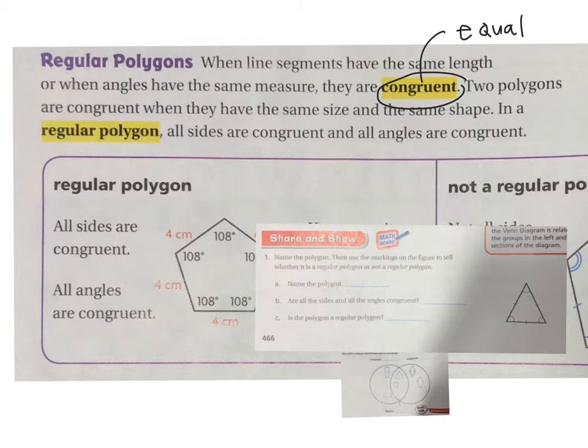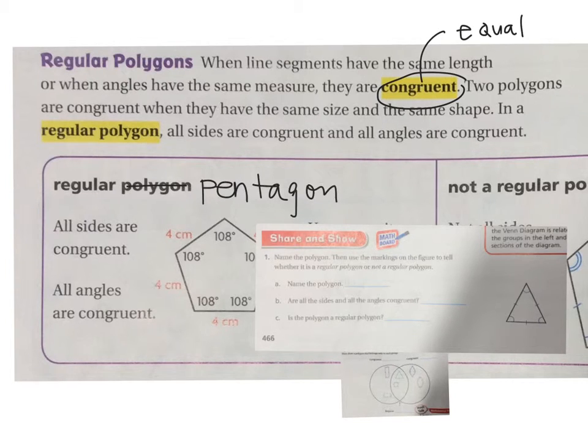How big is each angle? 108 degrees, 108 degrees, 108 degrees, 108 degrees. They labeled it. So we can see that all sides are congruent and all angles are congruent. What this means is that this is a regular, to be more specific, it's not just a regular polygon, it's a regular pentagon. Good. Go ahead and write that in your notes.